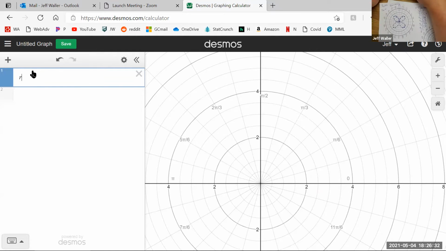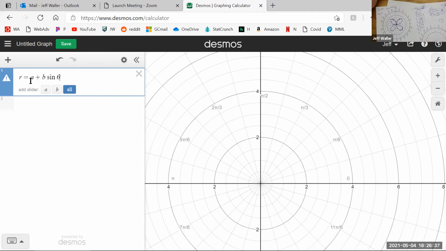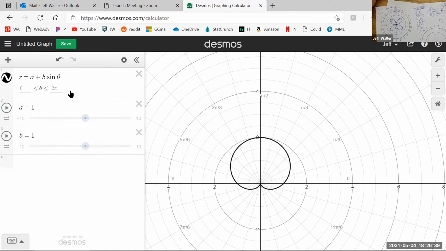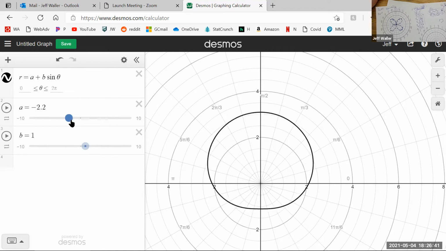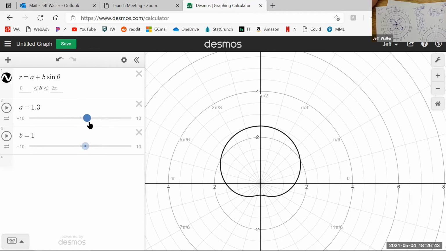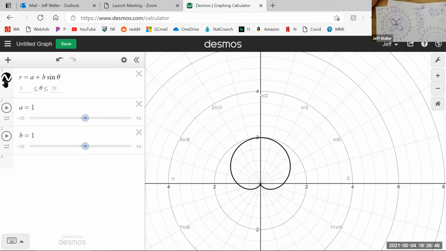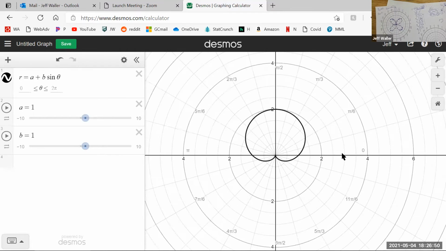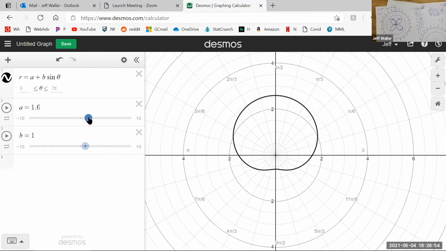So I'm going to type in here r equals a plus b sine theta. And then look what it asks me: add a slider for all. And now I can do this. Isn't that cool? Now I can investigate what happens when I make a bigger.